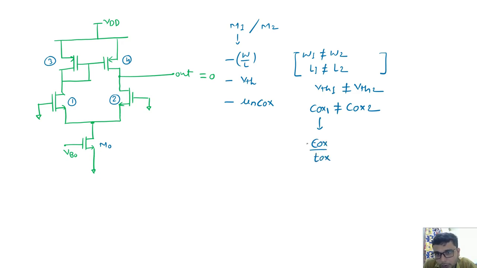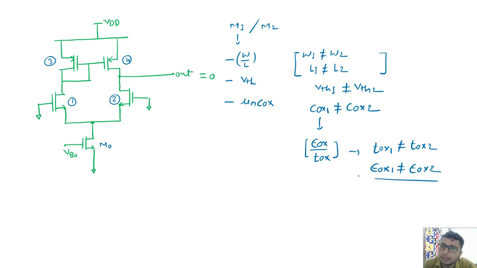Epsilon ox by Tox may be possible in designing the oxide, oxide thickness may not be equal, and also depending on the material, some material discontinuities, epsilon may also vary, but these effects are very unimportant. These are not that important when we consider the mismatching. But majorly the important thing that we consider as a mismatch is VT mismatch. There is also ID mismatch.